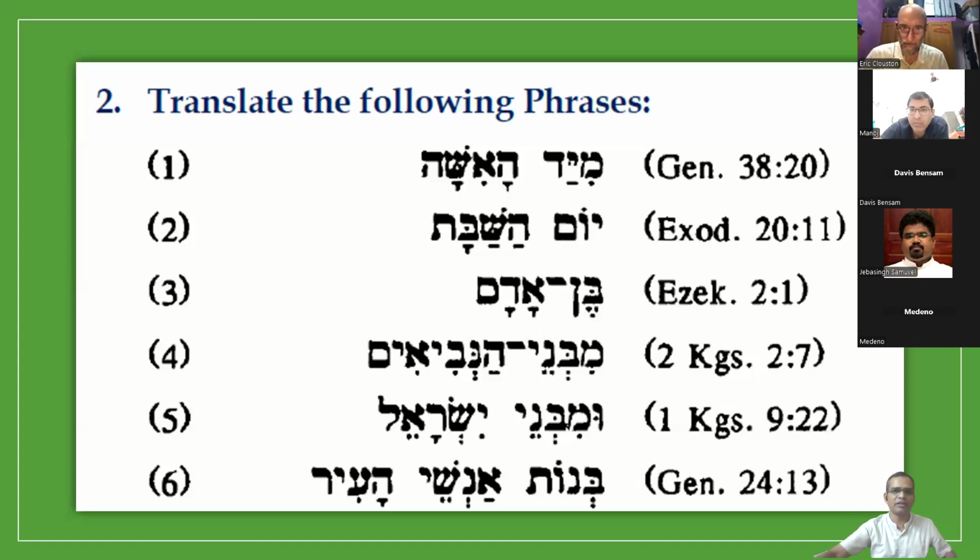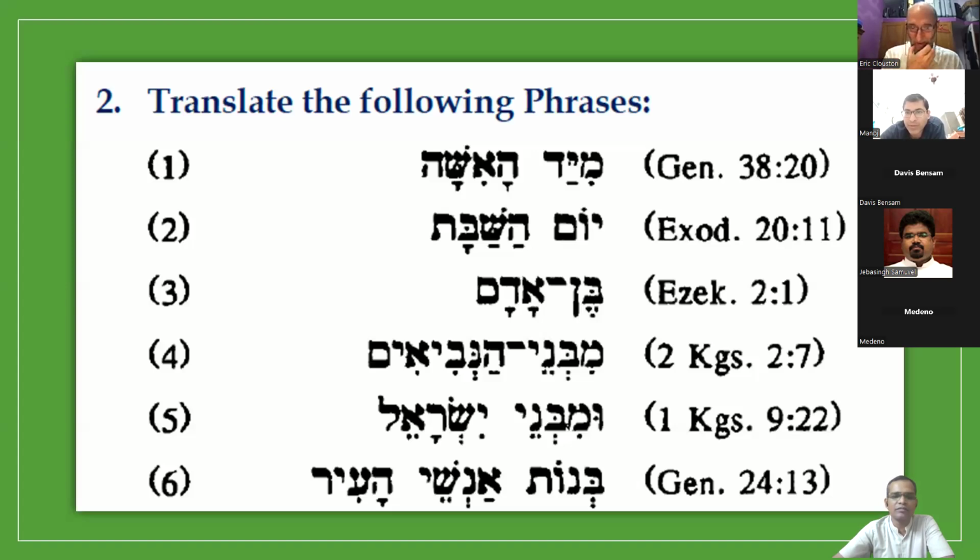No, if you remember, Benot is from Ben. In plural form, either it takes the ending Banim or Banot. So here it has taken Banot, so that Banot has become Benot. So Benot is sons? Sorry, no, it is daughters. Daughters, okay.